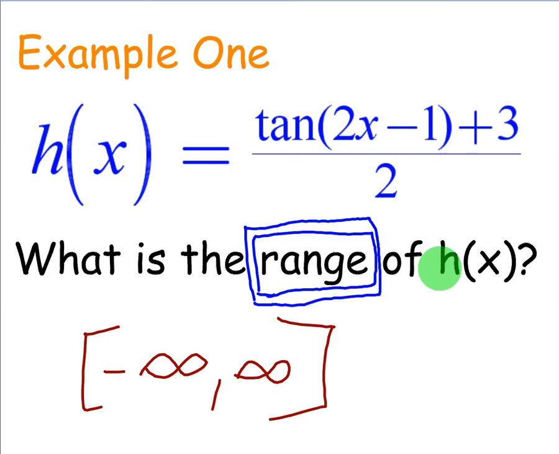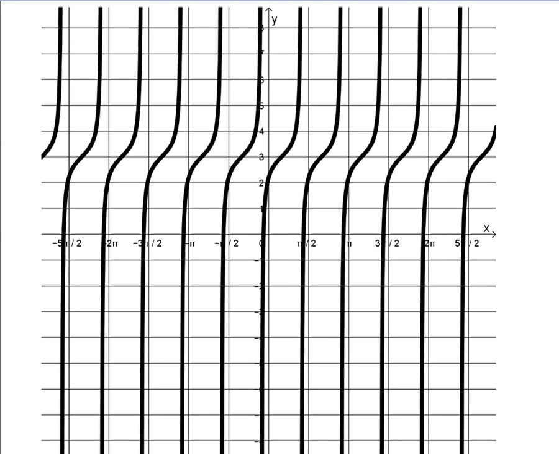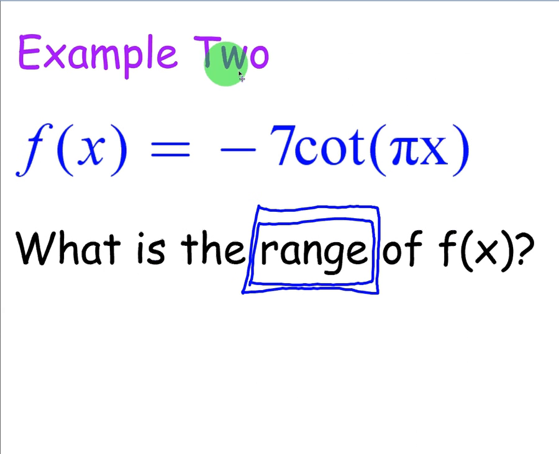Oh, and look, I messed up. It should be parentheses around this, not brackets. You never put brackets around infinity. My apologies for that. All right, without further ado, let's take a look at this graph. As you can see, it goes down to negative infinity no matter where you look, and up to a positive infinity. Next example, and the last one, f of x equals negative 7 cotangent of pi x.